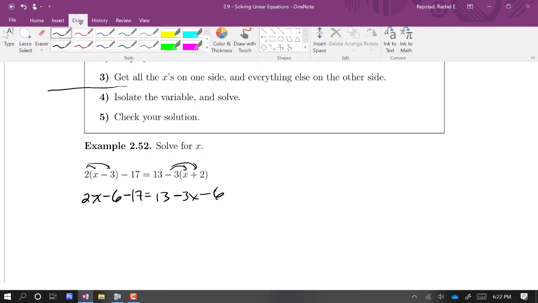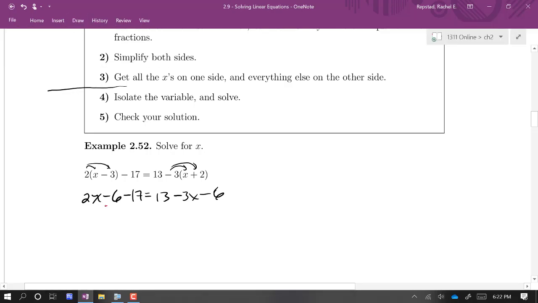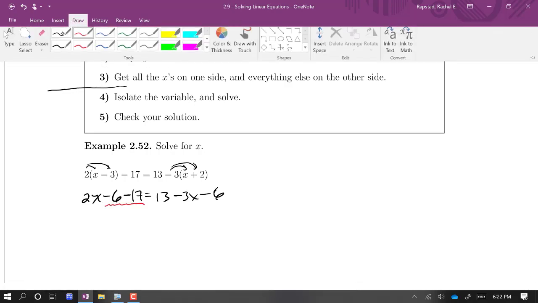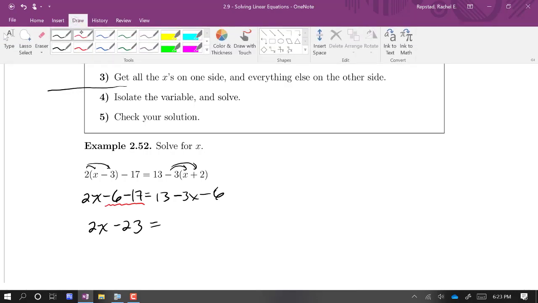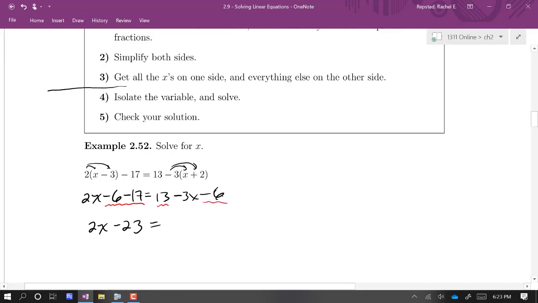Now I'm going to combine like terms. On the left side, I've got negative 6 minus 17. That's a negative 23. On the right side, 13 minus 6 is a positive 7. So I got negative 3x plus 7.